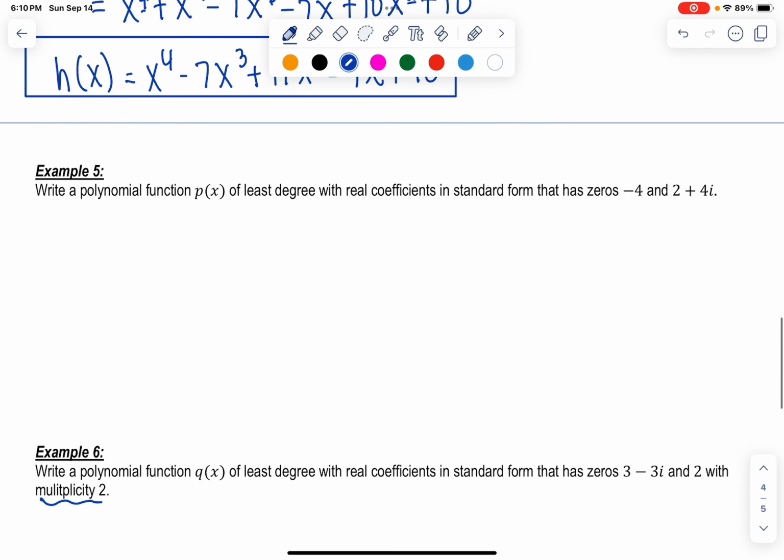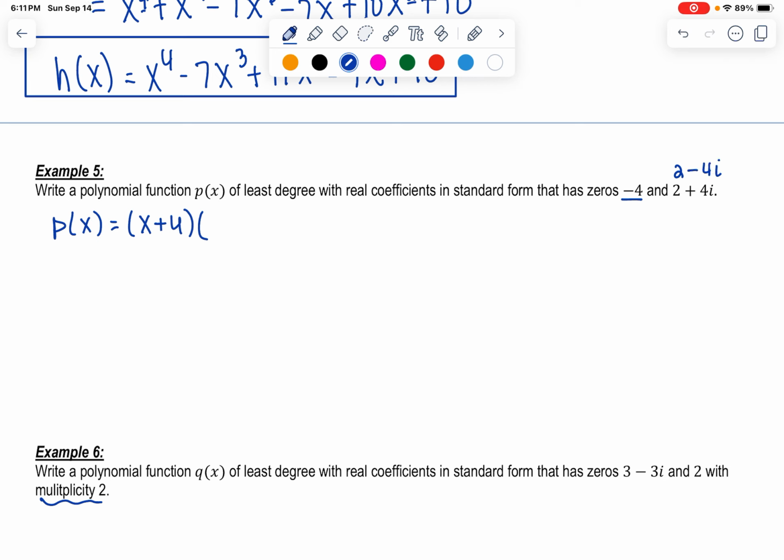All right, we're going to do 5 together, and then I'm going to have you try 7 on your own, but then I'll actually do 7 in case you did get stuck and you can't find your mistake. All right, so p of x equals, I have a 0 of negative 4, so that means I have a factor of x minus a negative 4, or x plus 4. I have a 0 of 2 plus 4i. That also means I have a 0 of 2 minus 4i.